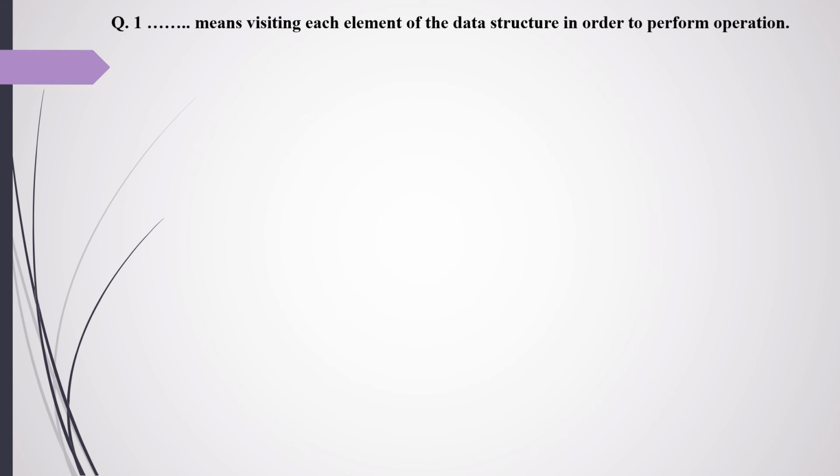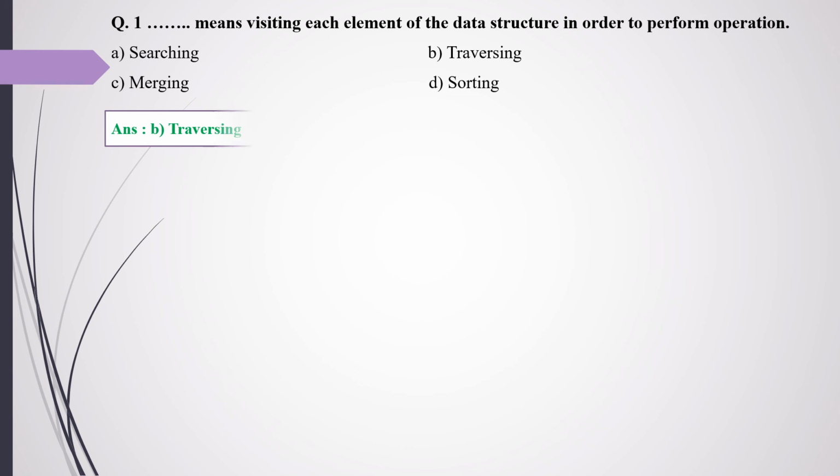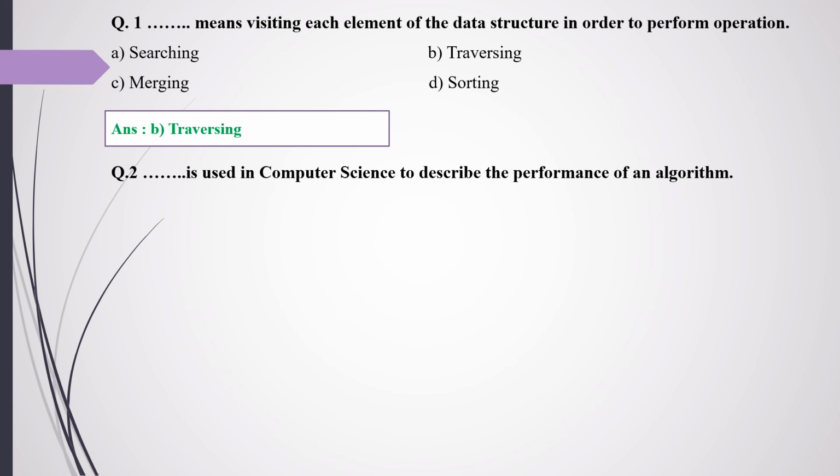Next we have some MCQs. First: dash dash means visiting each element of the data structure in order to perform an operation. Options are: first option searching, second traversing, third merging, and last option sorting. The answer to this question is traversing. Traversing means visiting each element of the data structure in order to perform an operation.